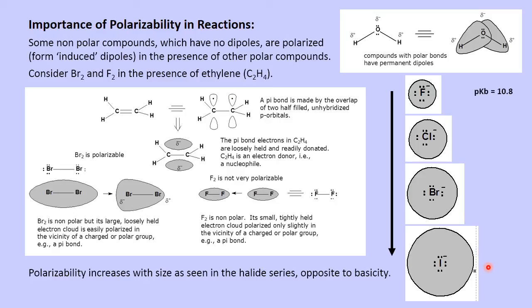Whereas fluoride is the most basic halide, pKb 10.8, that's a weak base. Chloride is pKb plus 21, not basic at all. Bromide is even less basic, pKb plus 22, and iodide, pKb plus 23. So just looking at the pKbs, you would say fluoride would be the strongest base. Well, it is the strongest base, but in substitution reactions in organic chemistry, you will see that iodide is actually the better electron donor, better than bromide, better than chloride, better than fluoride, even though it's the weakest base, simply because it's more polarizable. It's softer.